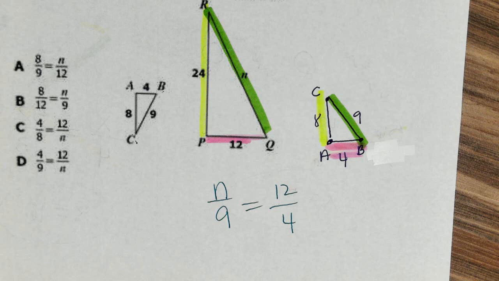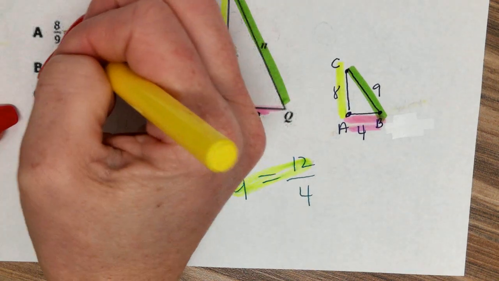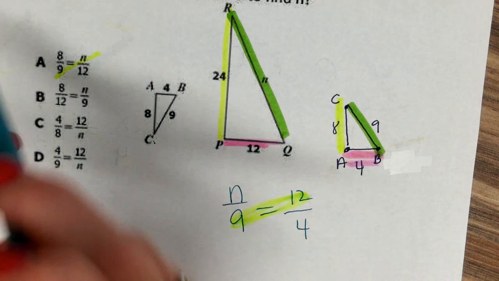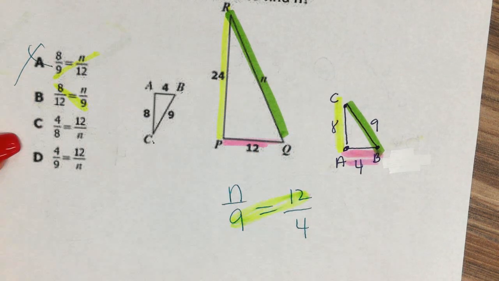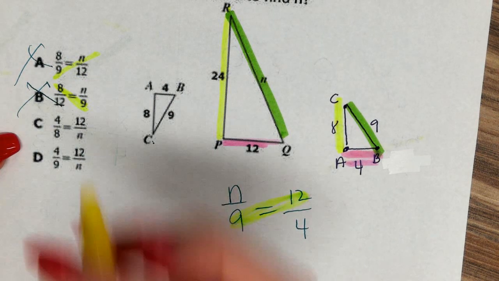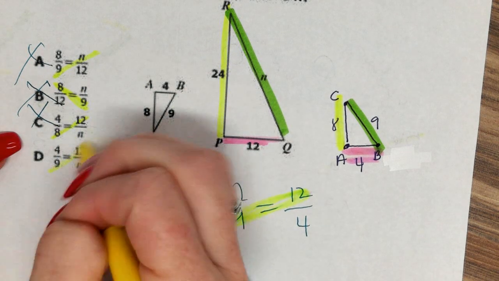All right, what is being multiplied when I cross multiply? 9 and 12. So look at A. Is 9 being multiplied by 12? Nope. Look at B. Is 9 being multiplied by 12? Nope. Look at C. Is 9 being multiplied by 12? Nope. Look at D. Is 9 being multiplied by 12? Yes.